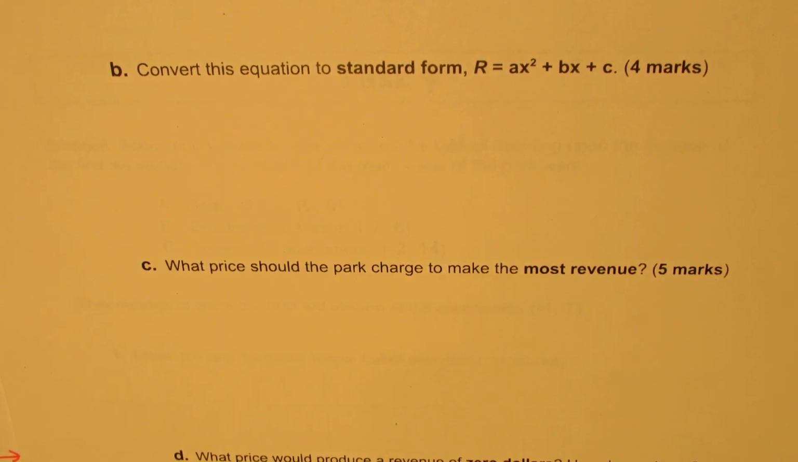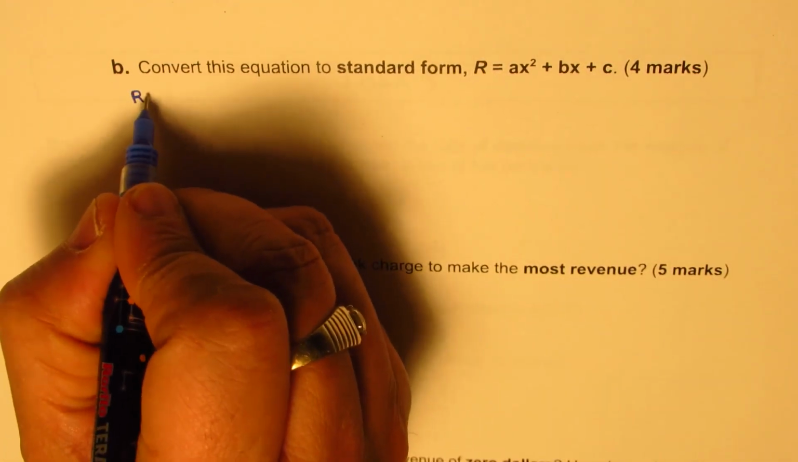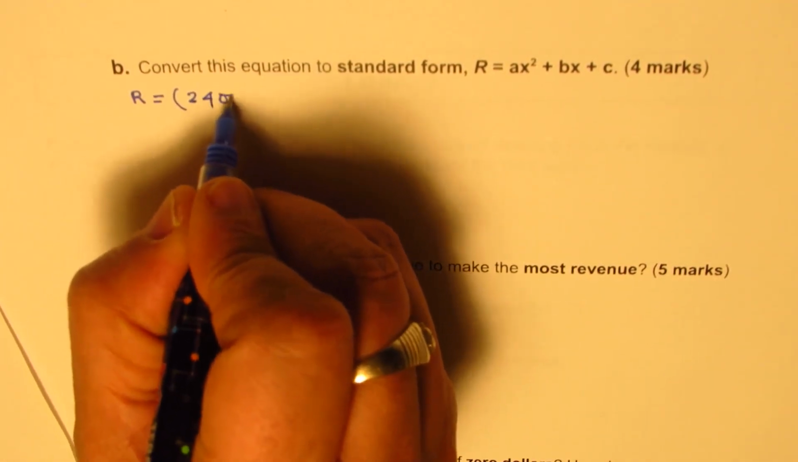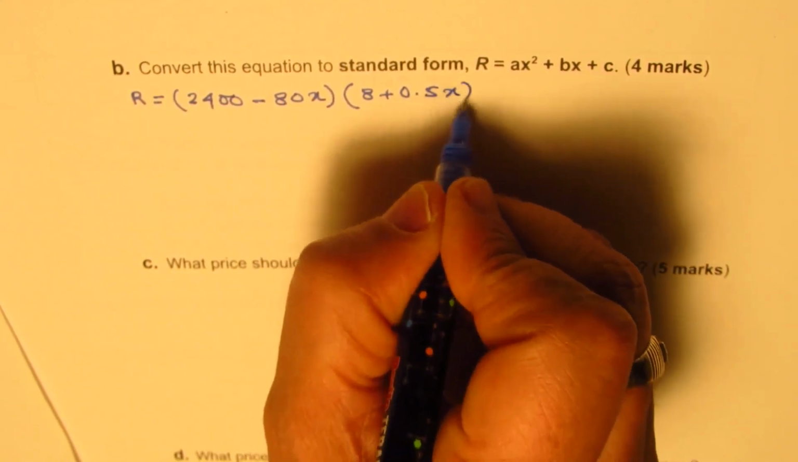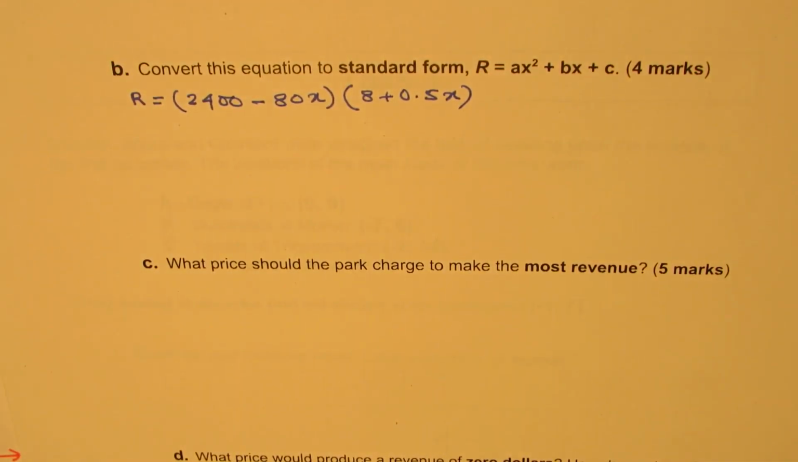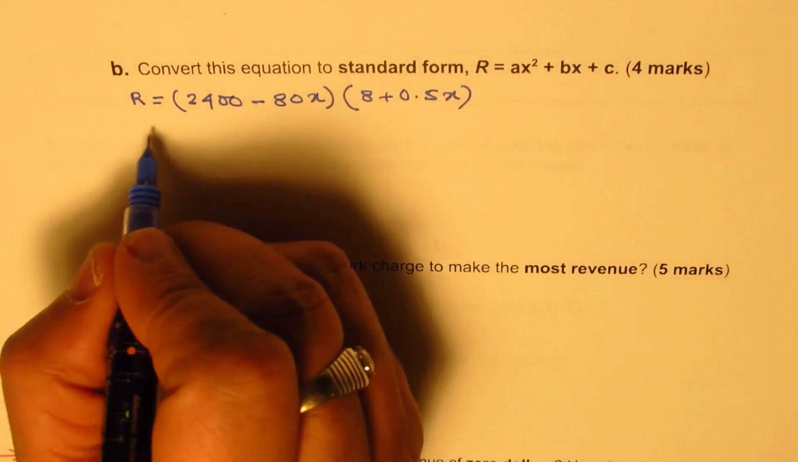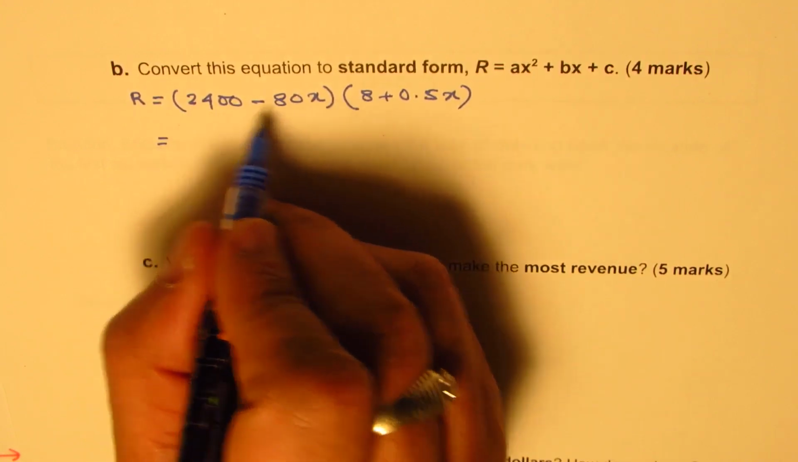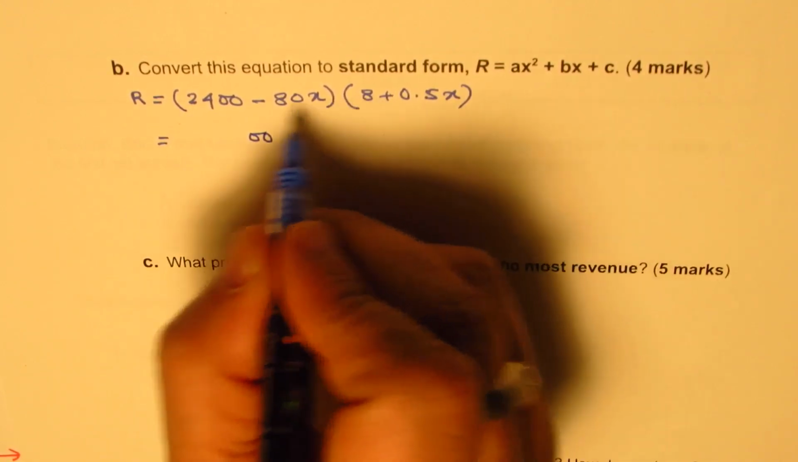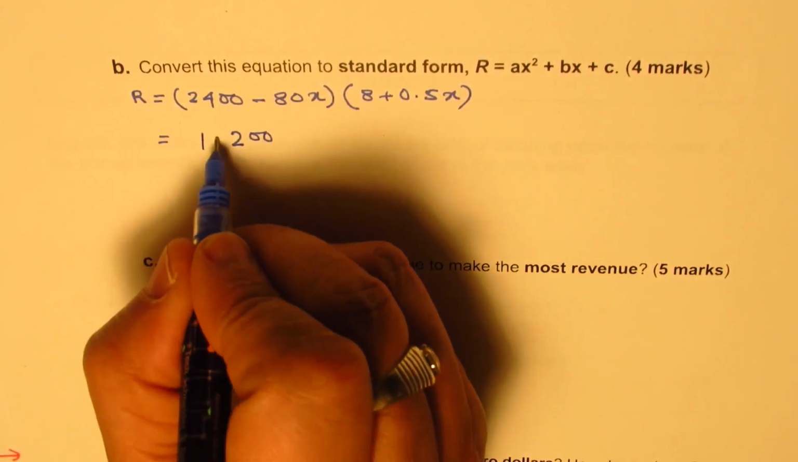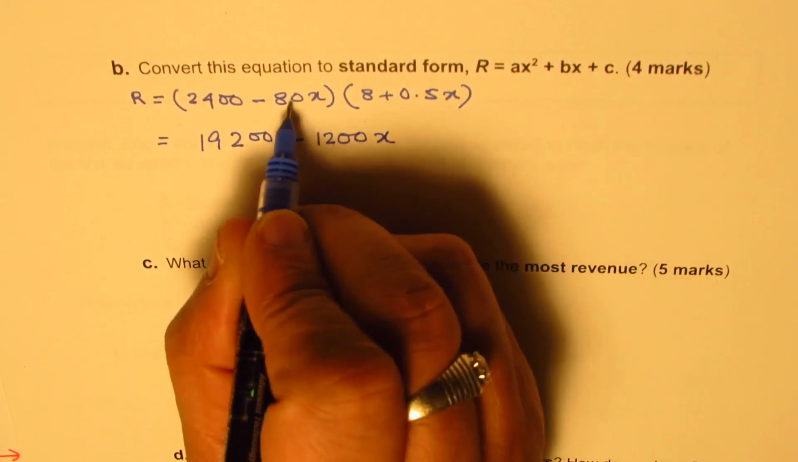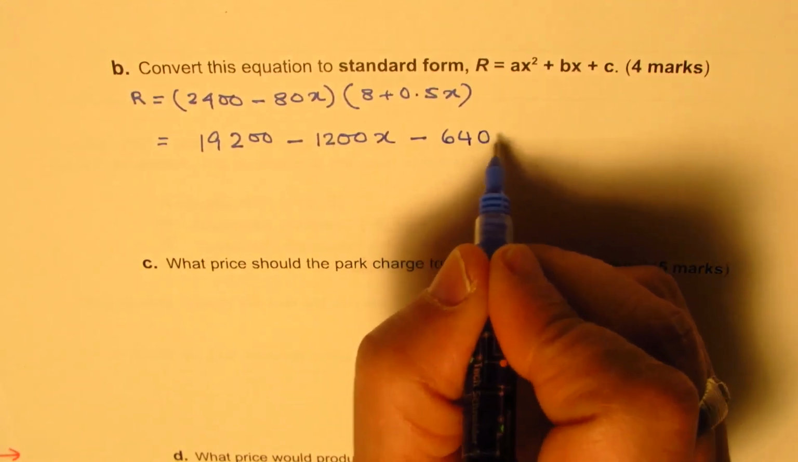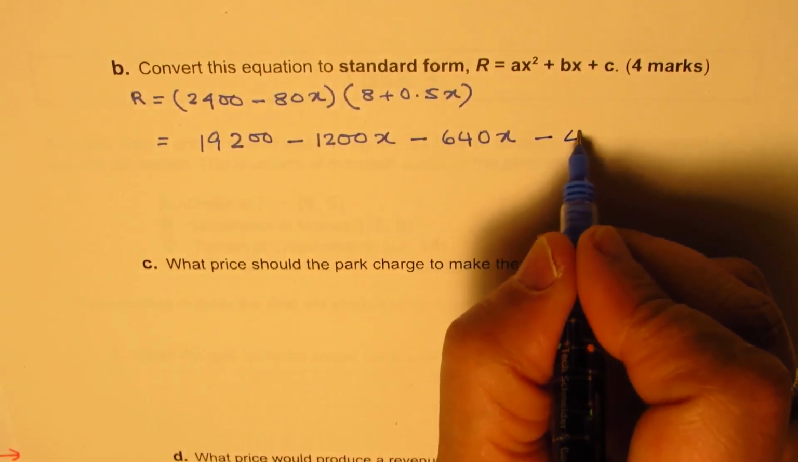It says convert this equation to standard form. So let's rewrite this equation and then we'll convert this to standard form. We have revenue R equals 2400 minus 80x times 8 plus 0.5x. Okay. To convert this to standard form, we just open the bracket, right? So let's multiply with 2400 first. 2400 times 8, you can use the calculator also. 8 times 4, we did this calculation earlier. 8 times 4 is 32, 19,200, minus, we have half of this, which is 1200x. Now multiplying with this, we get minus 8 times 8 is 64x, and when you multiply this, we get minus 40x squared.